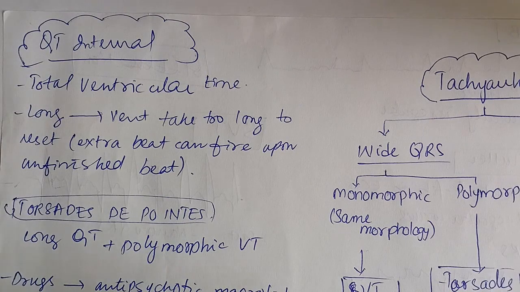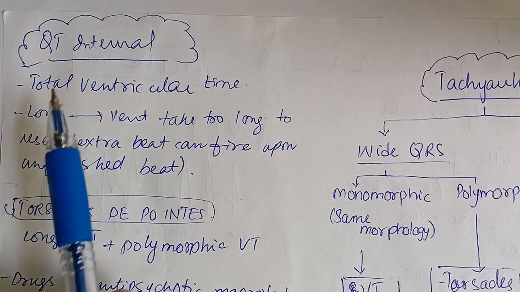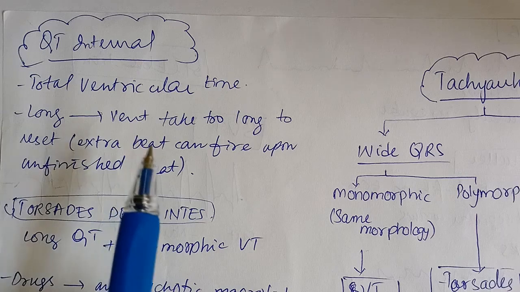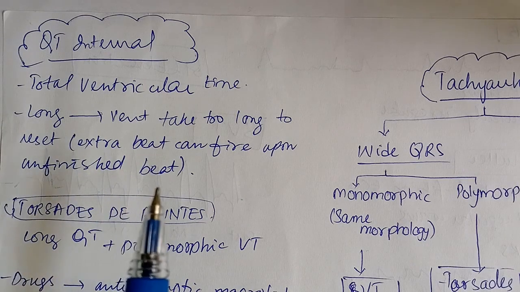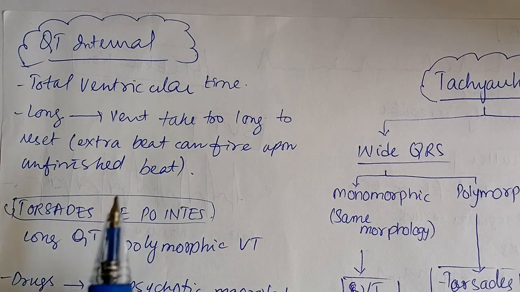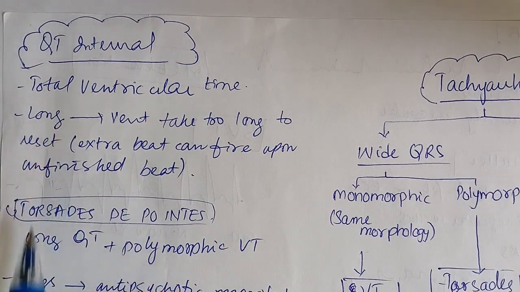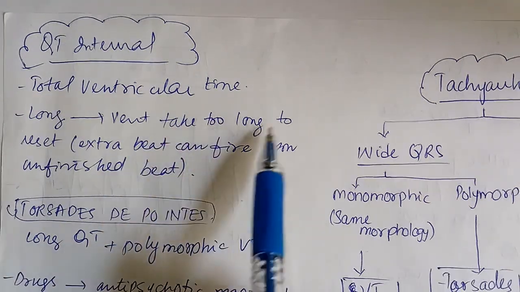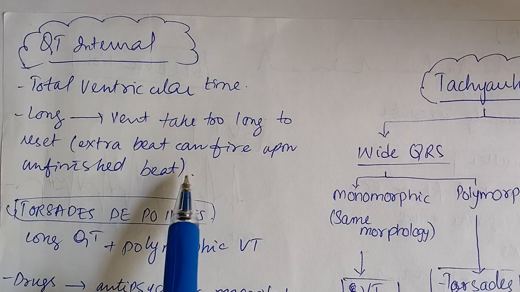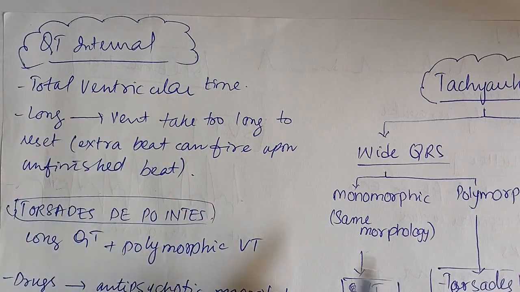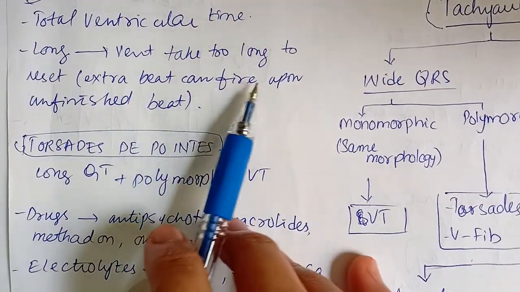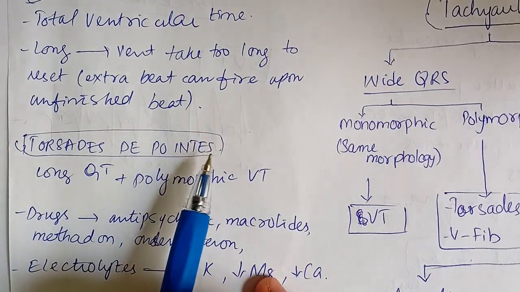Now we have the QT interval. The QT interval is the total ventricular time, the total work that is done by the ventricle from Q up to the T. So if it is long, it means that the ventricle is taking too long to reset, and an extra beat can fire upon the unfinished beat. This is the long QT interval, and this is very dangerous.